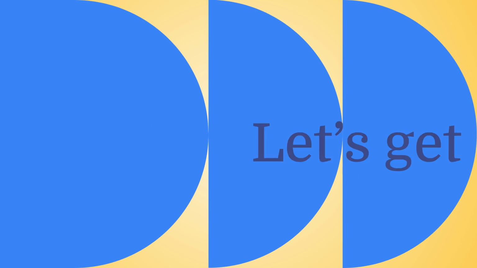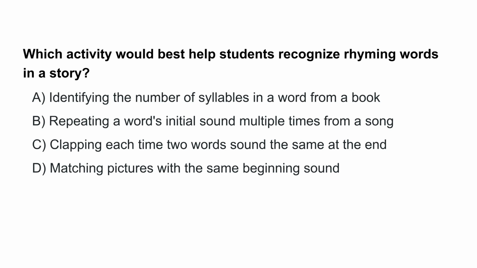Let's get this going. Question 1. Which activity would best help students recognize rhyming words in a story? A. Identifying the number of syllables in a word from a book. B. Repeating a word's initial sound multiple times from a song. C. Clapping each time two words sound the same at the end. D. Matching pictures with the same beginning sound.